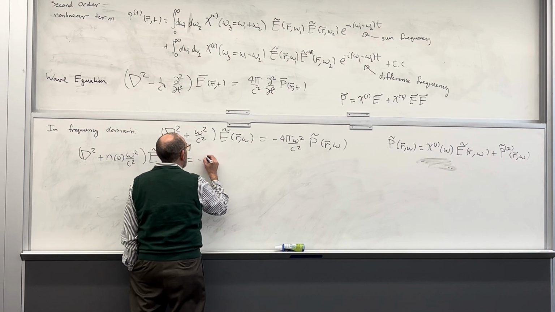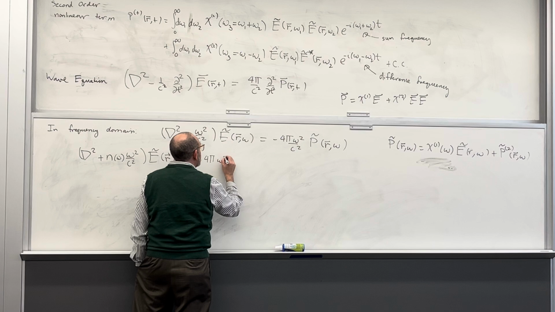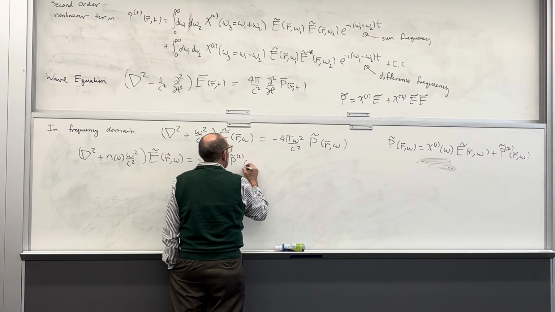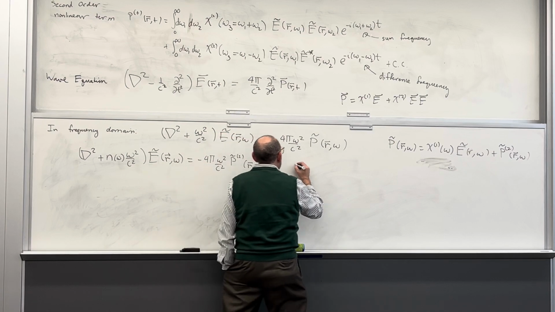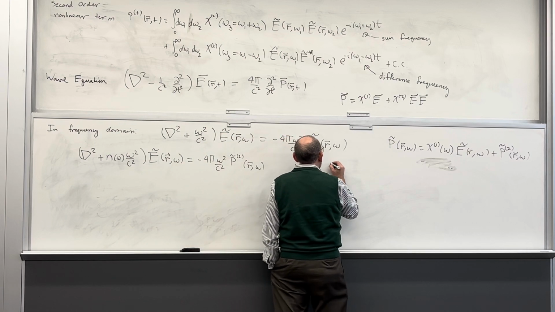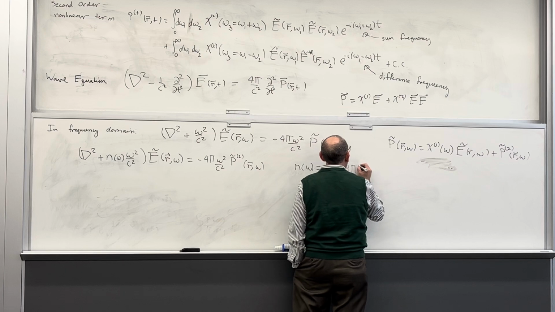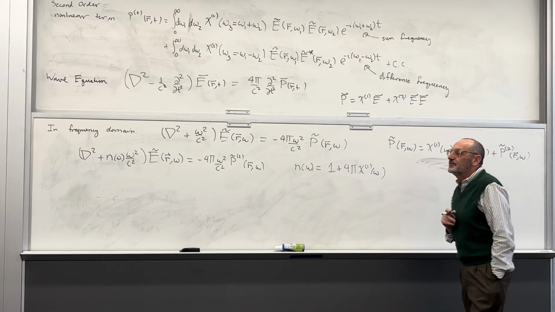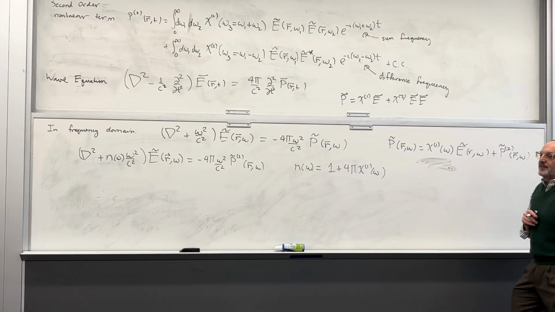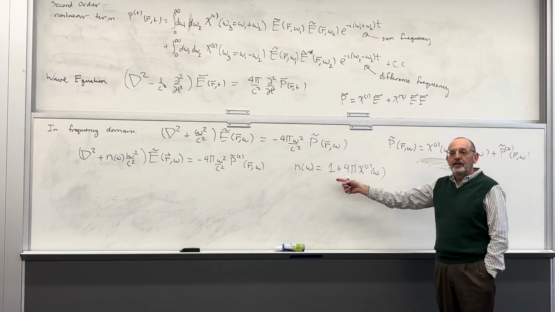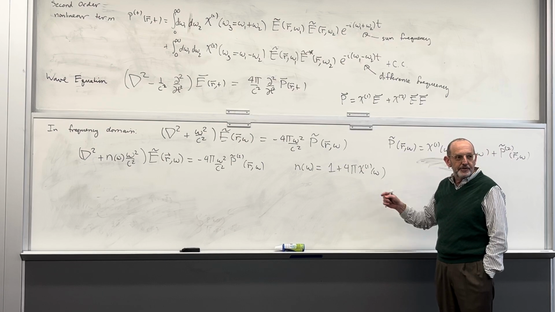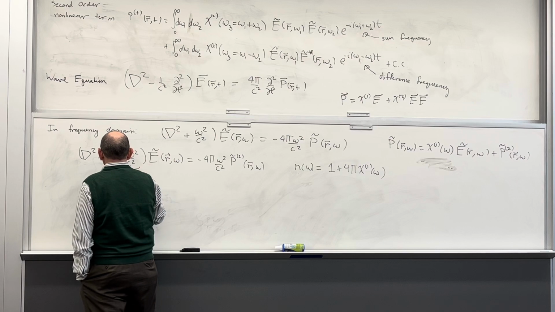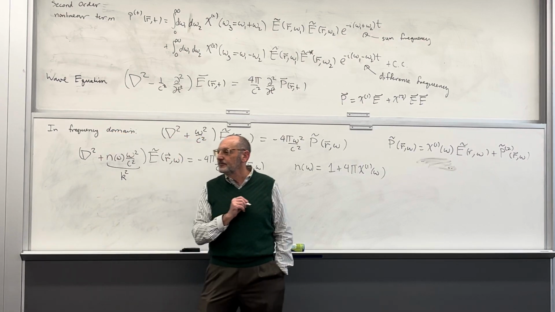plus or minus omega squared over c squared times P2, where the index of refraction is 1 plus 4 pi chi in these units, okay? That's the index of refraction associated with the linear part, the linear response here, okay? And this is the wave number squared, okay?